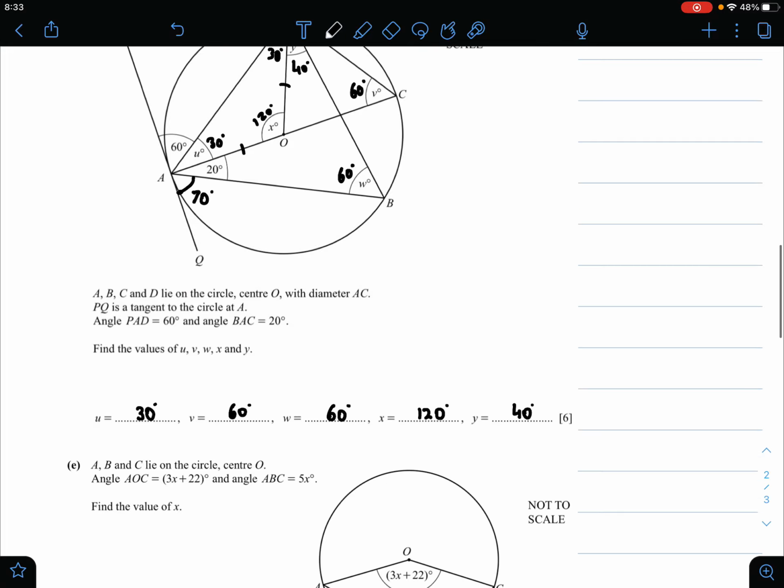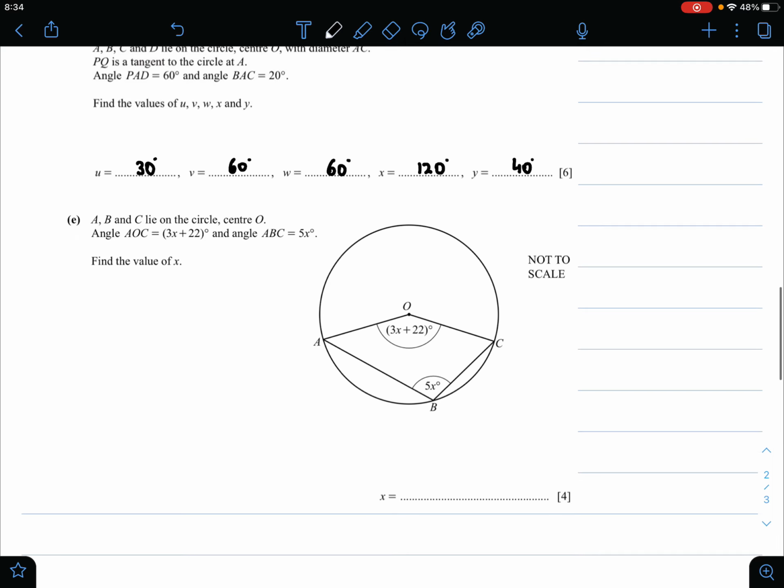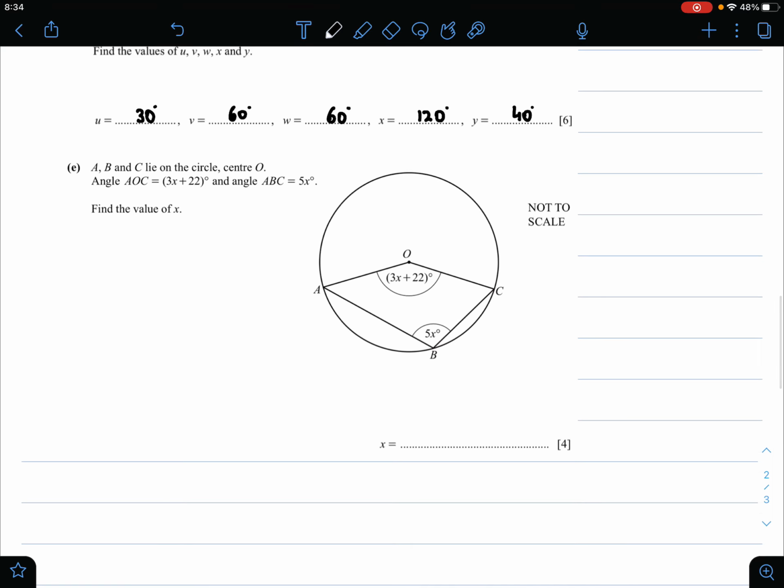Now let's move to part E. For part E, they are asking us to find the value of x. Now we know the rule that the angle at the center of the circle is twice the angle at the circumference. So the angle at the center, let's label it as y for now, would be equal to twice the angle at the circumference. So they are talking about the 5x.